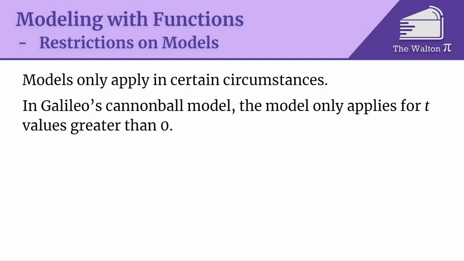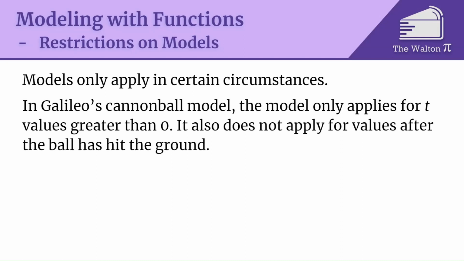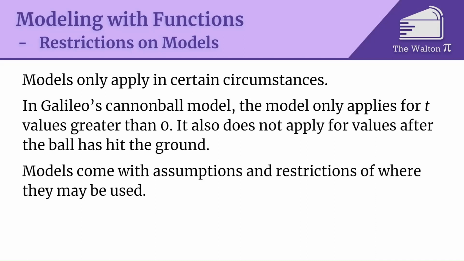So in Galileo's cannonball model, the model only applies for t values bigger than 0. It's not measuring the height of the cannonball before you drop it. It's only measuring it after you've dropped it. It also isn't going to apply for values after the ball hits the ground. Once it hits the ground, it's not moving anymore, so the height and the time are going to stop changing, and so that's another restriction that we have to place on our model. And so every single model that you're going to come across is going to come with assumptions and restrictions of where they can or cannot be used.